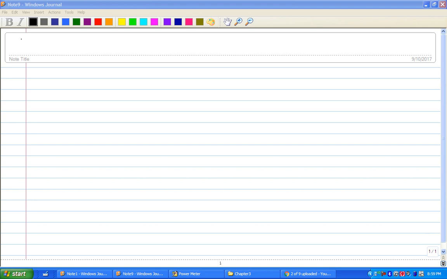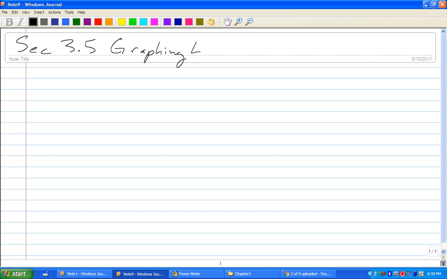Section 3.5, Graphing Linear Inequalities. Inequalities in two variables.